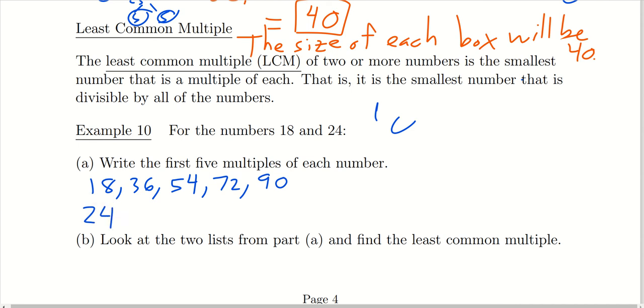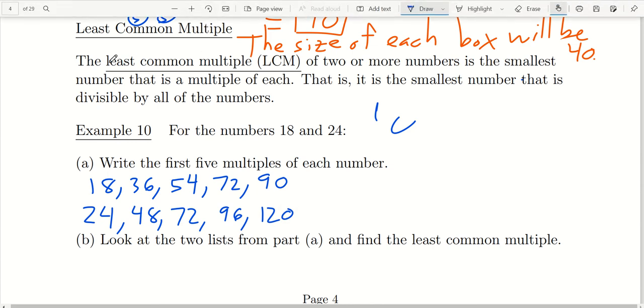Next we come to 24. The first multiple of 24 is 24. 2 times 24 would be 48. 3 times 24 would be 72. 4 times 24 would be 96. And then 5 times 24 would be 120. So these are the first 5 multiples of each number.